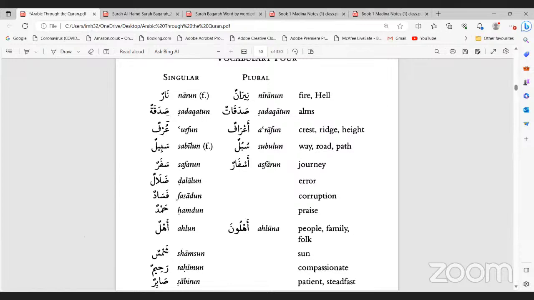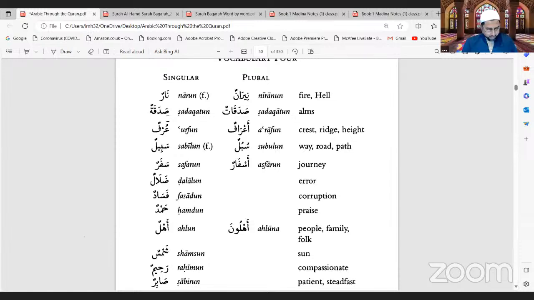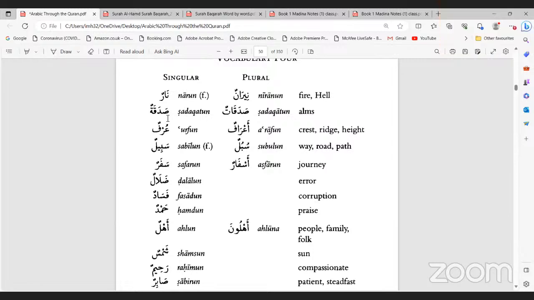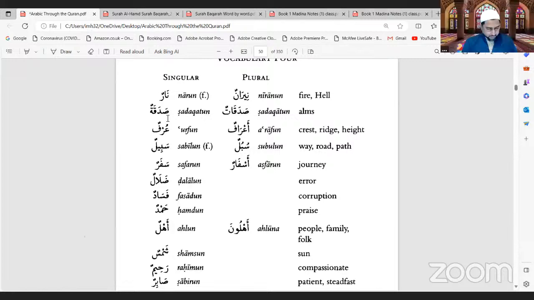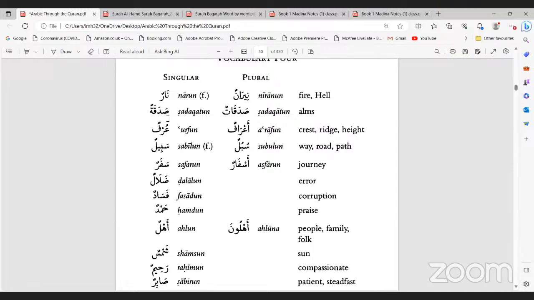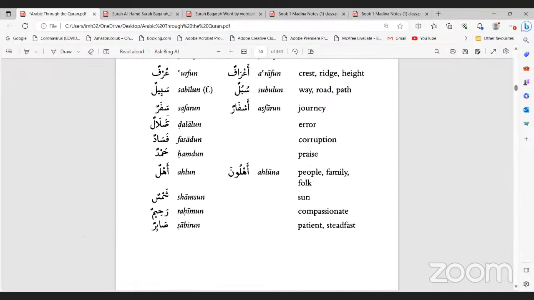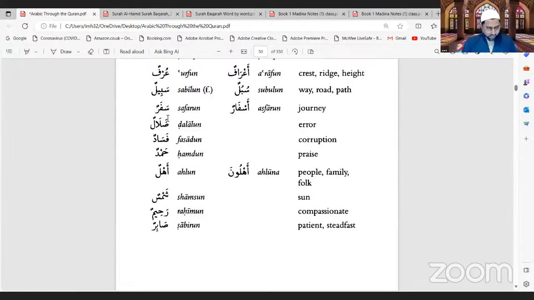Error. Fasadun: corruption. Yep. Hamdun: praise. Ahlun, ahluna: people, family. Shamsun: sun. Rahimun. Yep. And Sabirun. It's sound. Excellent.